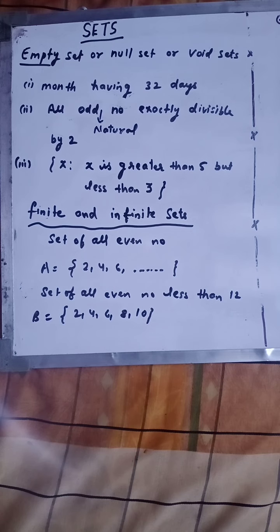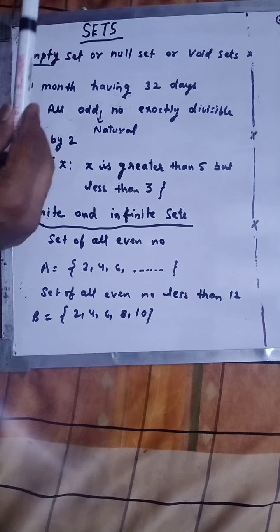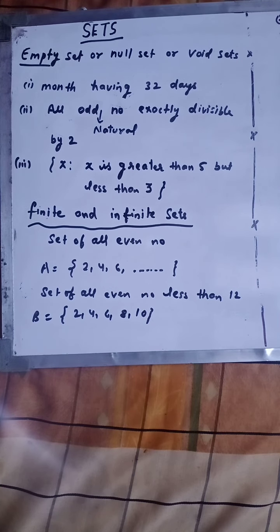Hello everyone. Today we have to learn the empty sets, finite, infinite, and equal sets. First of all, we should know the definition of all the sets so that we can apply all these in our second exercise, that is 1.2. Okay, let's start. First is your empty set.